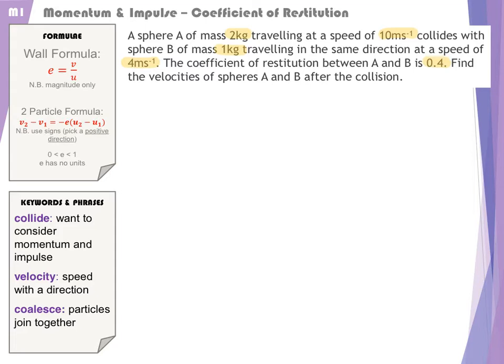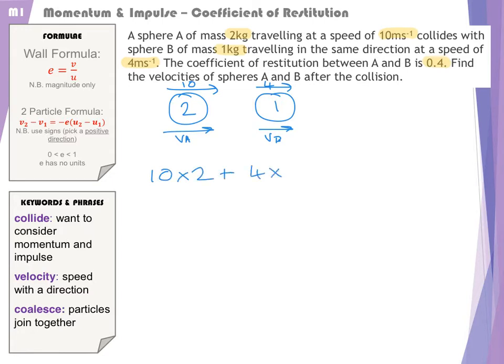Right, so let's draw a little sketch. So we've got 2 kilograms going at a speed of 10, and it hits into sphere B, which has got 1 kilogram mass, and it's got a speed of 4. And afterwards then we've got vA and vB. So we could use conservation of momentum. So we know that 10 times 2 plus 4 times 1, of course we've picked a positive direction, I've picked it to be this way, and that's equal to 2 lots of vA plus 1 lot of vB.